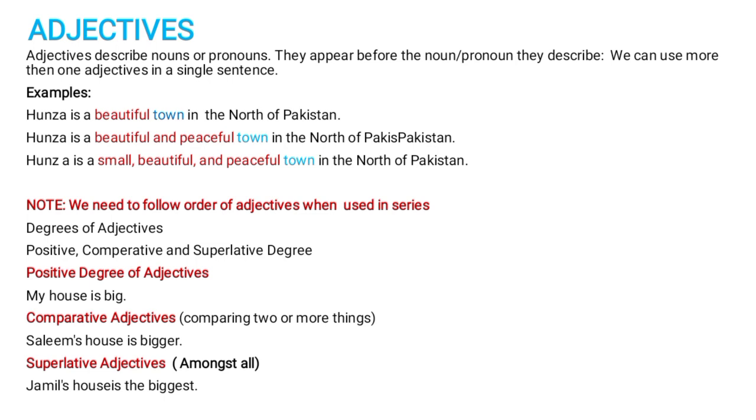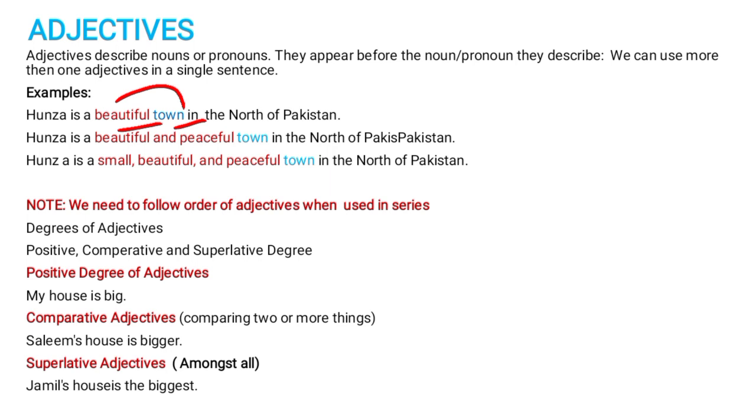Now, the word highlighted in red is the adjective, and the word highlighted in blue is the noun. So, Hunza is a beautiful town. Town is the noun, and beautiful is the adjective. And we see that the adjective is used before the noun, not after the noun. So adjectives are used before the nouns, not after the nouns. We can't say that Hunza is a town beautiful. It sounds odd.